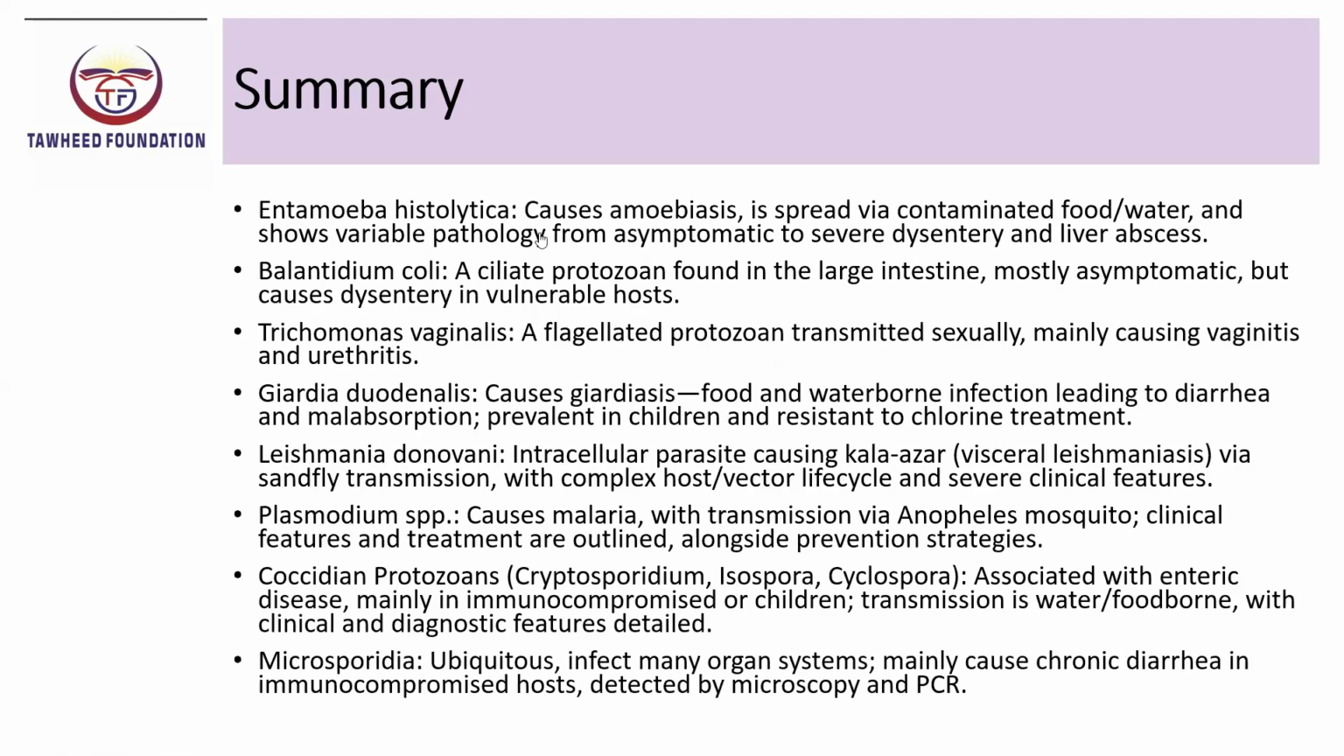So Entamoeba histolytica causes amoebiasis and is spread via contaminated food or water and shows variable pathology from asymptomatic to severe dysentery and liver abscesses. Balantidium coli is a ciliate protozoan found in the large intestine, mostly asymptomatic but causes dysentery in vulnerable hosts. Next is Trichomonas vaginalis, a flagellated protozoan transmitted sexually, mainly causing vaginitis and urethritis.